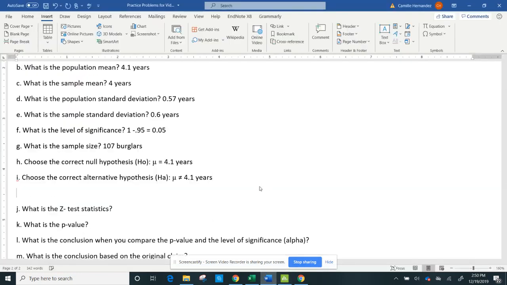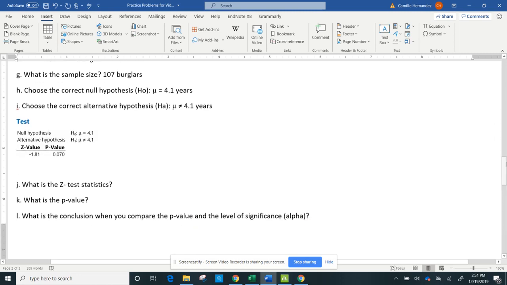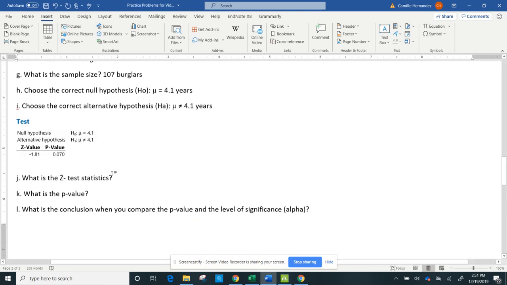All right, so I'm just going to paste it here. And again, it helps me to compare my alternative hypothesis with my alternative hypothesis to make sure I'm doing it right. So my Z value is negative 1.81, and my P value is 0.070.